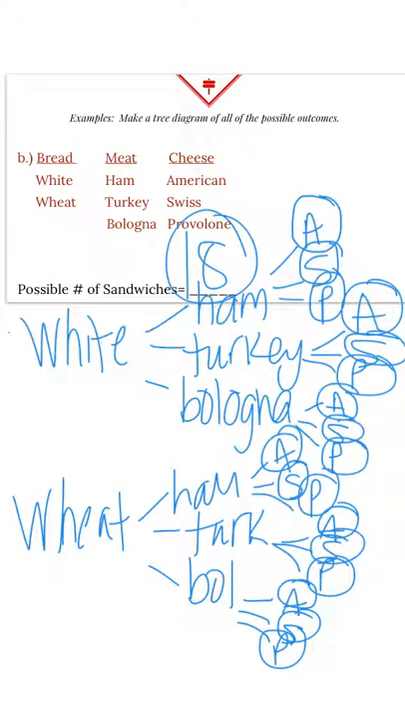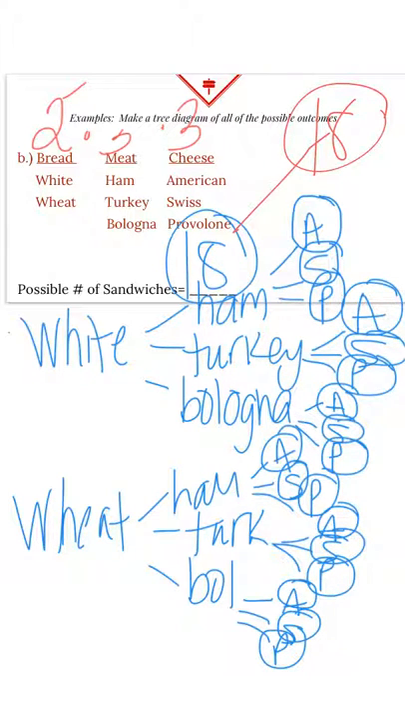If you wanted to do the counting principle, you could look at how many types of bread there are, 2, how many types of meat, times 3, and then how many types of cheese, times 3. 2 times 3 is 6, and 6 times 3 is 18, which matches.